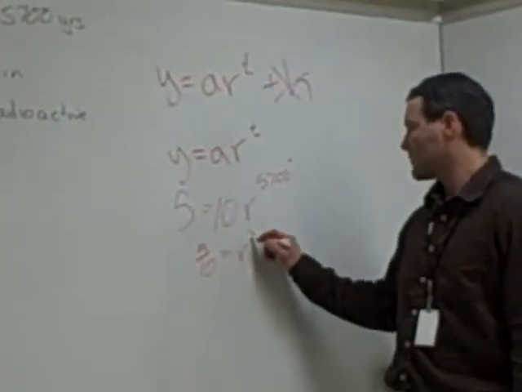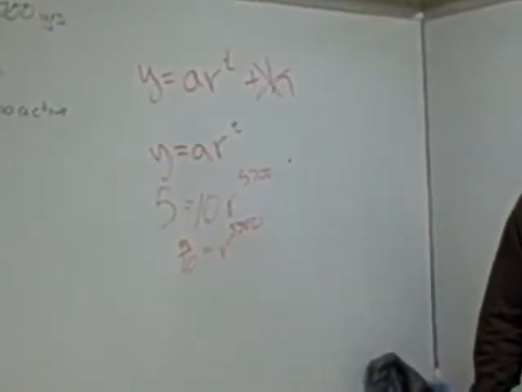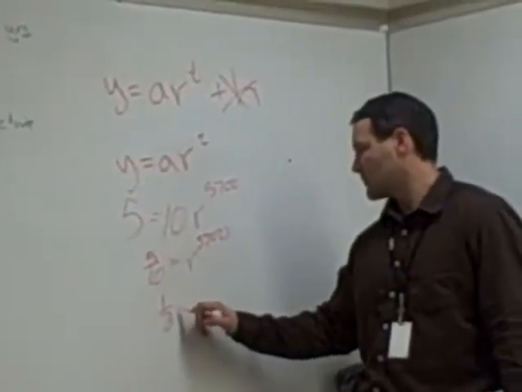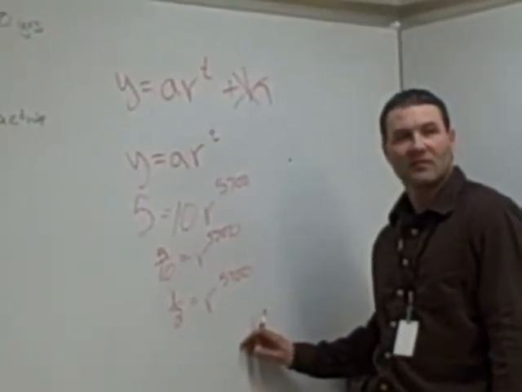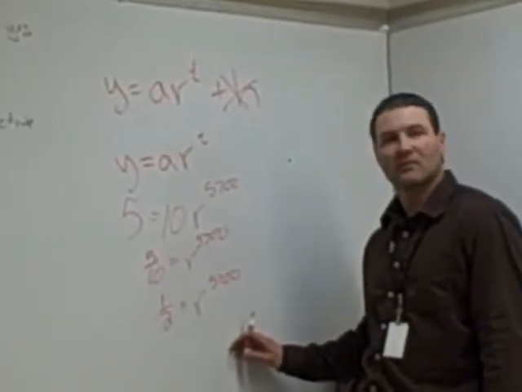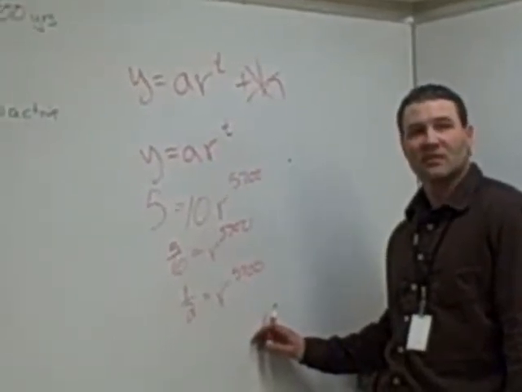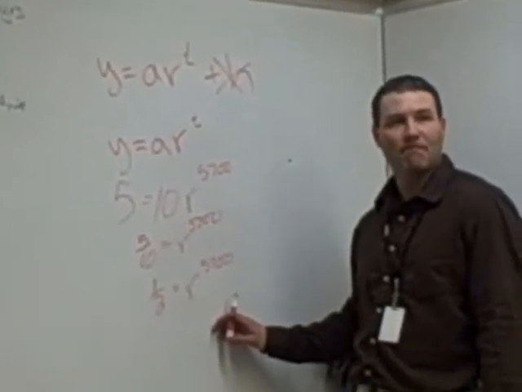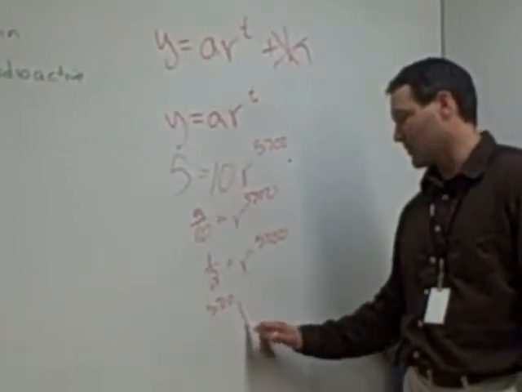Okay, let's solve for R. How do I solve for R here? Log? Sure. So log of what? Would be 5,700 times the log of R. Is that right? No, we're not doing logs. How do I do it? The 5,700th root. Good.